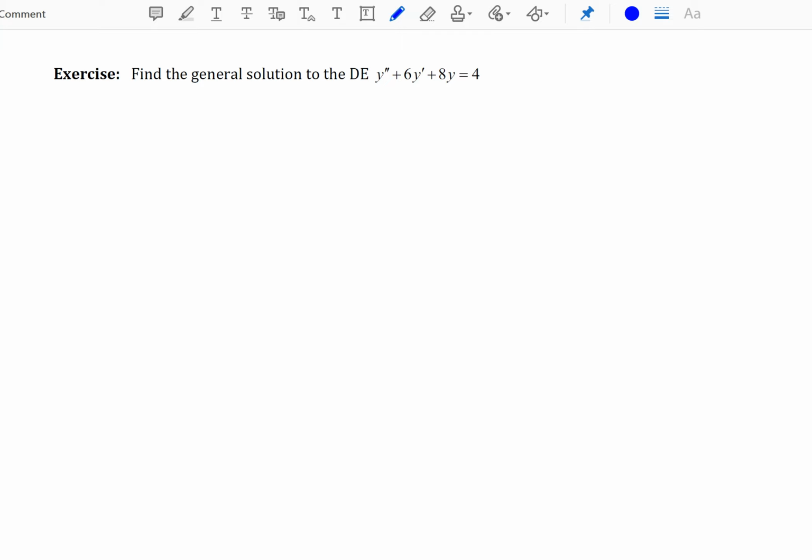Let's look at our first example, the differential equation y double prime plus 6y prime plus 8y equals 4. In solving our differential equation, we're first going to look for your solutions to the homogeneous differential equation. So remember, when you're looking at the homogeneous DE, you literally make the right-hand side 0.